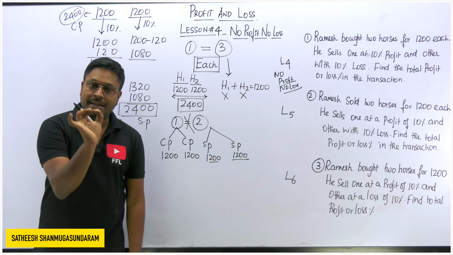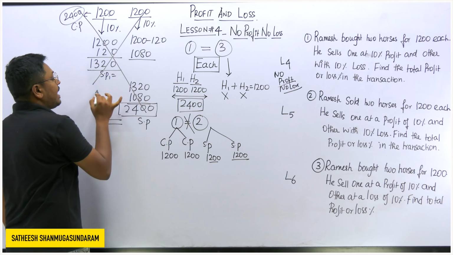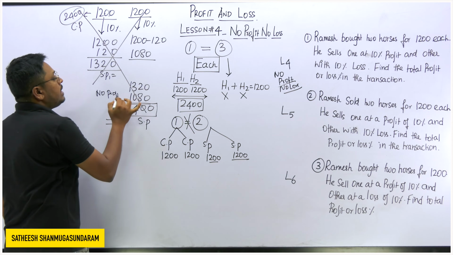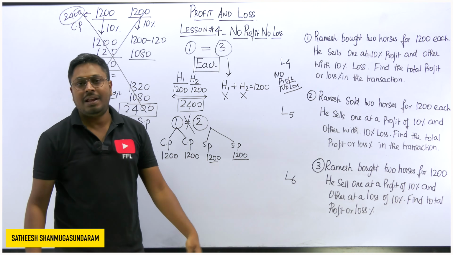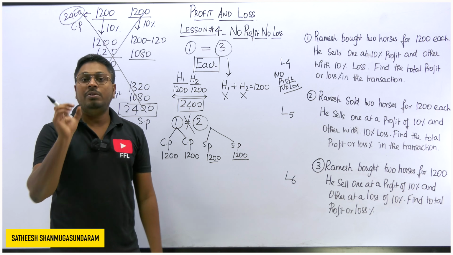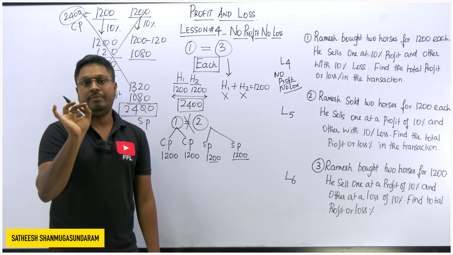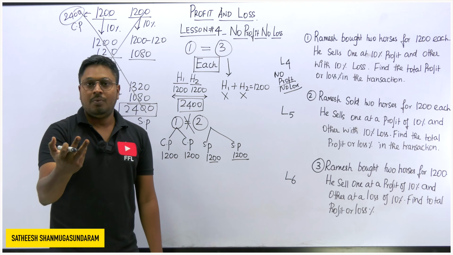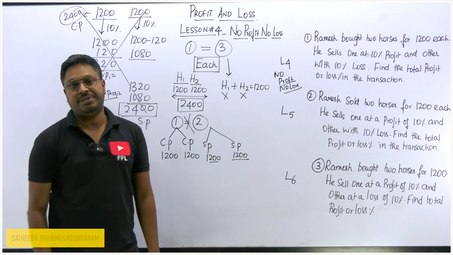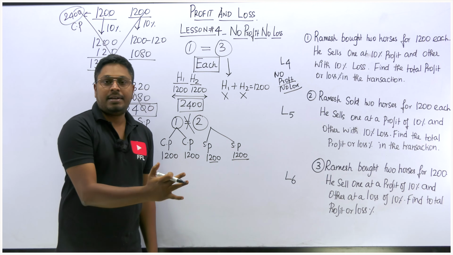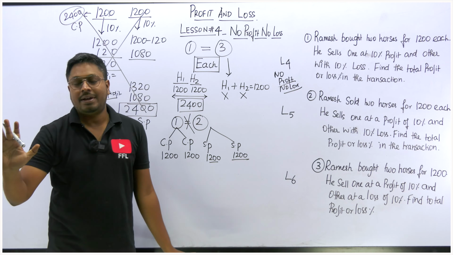So when should you say this answer without solving? You should say directly the answer is no profit, no loss if both the percentage values are the same: 10, 10 or 20, 20 or 8, 8 or 3, 3, whatever it be. If it is the same, then the answer will be no profit and no loss. If it is different, one is 10%, second is 8%, then you have to solve the question, either by a traditional method or a simplified traditional method. You have to solve and then find the final answer, right?